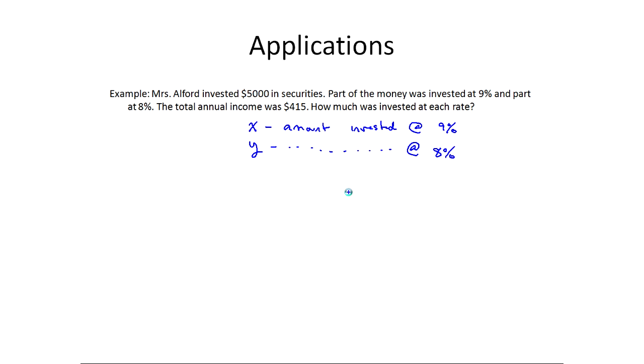The first thing we're told is that $5,000 was invested. So the total was $5,000. If the total was $5,000, that tells me that X plus Y must be $5,000. And then we're told that when you combine the total annual income, so when you combine the incomes, you get $415. Well, what's the income? Well, it'd be 9% of X plus 8% of Y, and you should get $415.